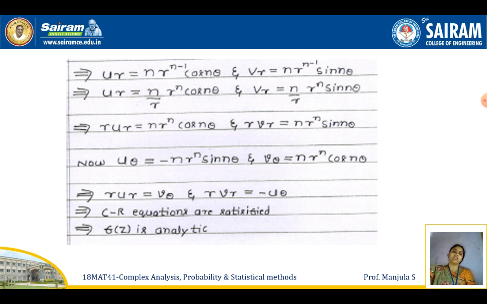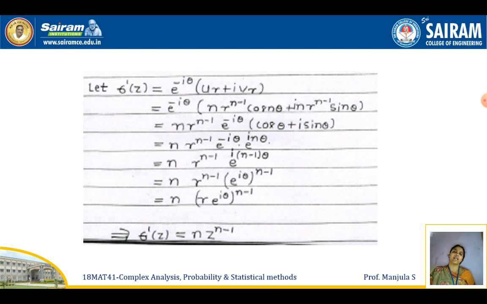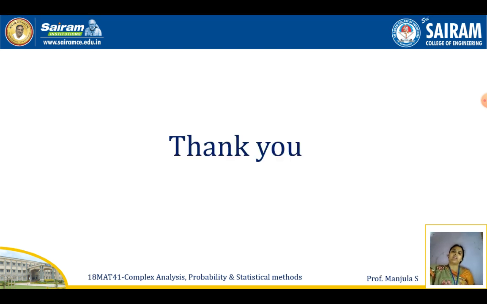So clearly we can conclude that f of z is analytic. Now we'll find the derivative. f dash of z is e to the power minus i theta into ur plus i into vr. All the values you know, so substitute and simplify. Finally we get the result n into z to the power n minus 1. That is our required derivative.